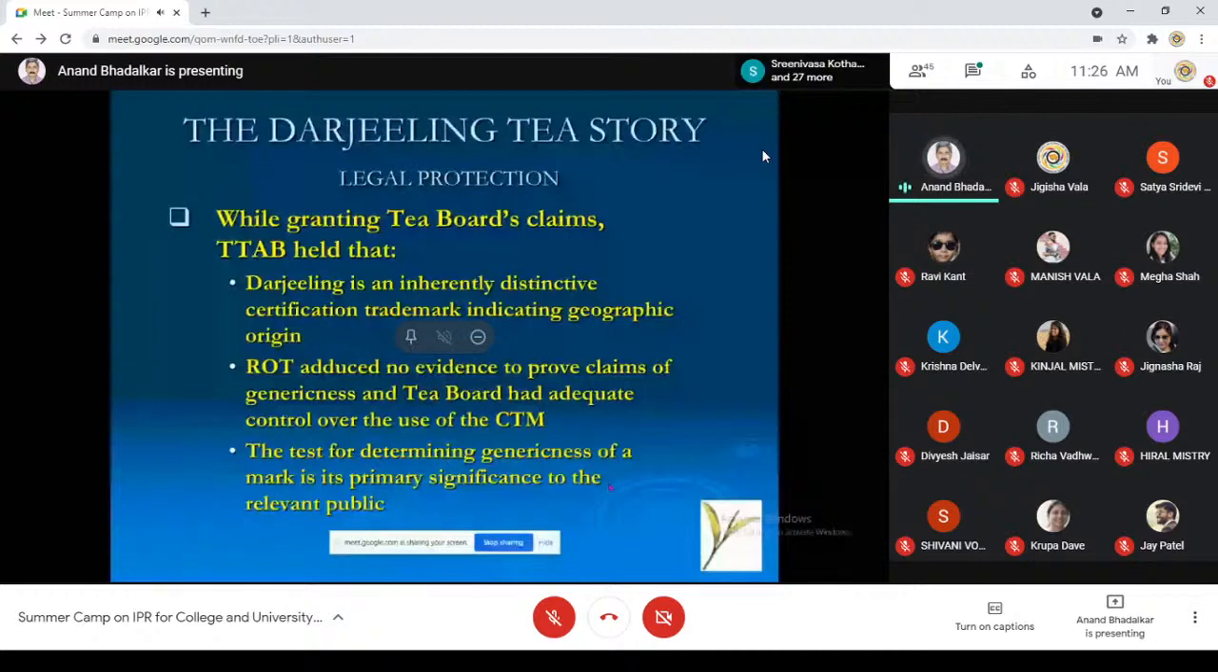So, that is the trademark of Darjeeling tea. Okay, so commercial angle is as important as GI protection and other legal angles.